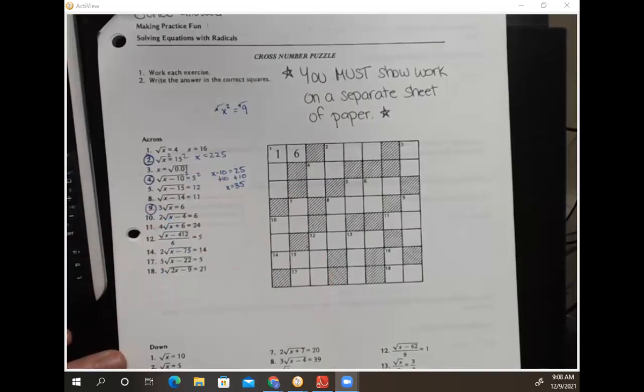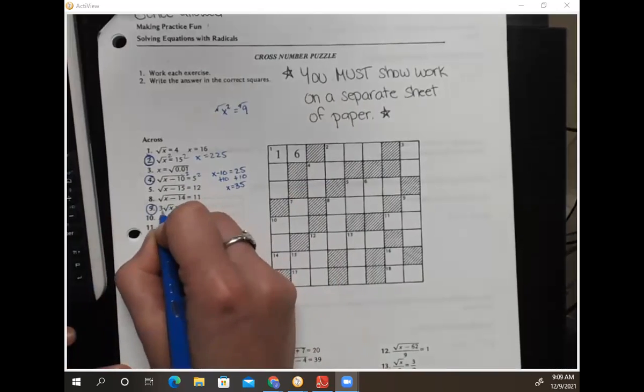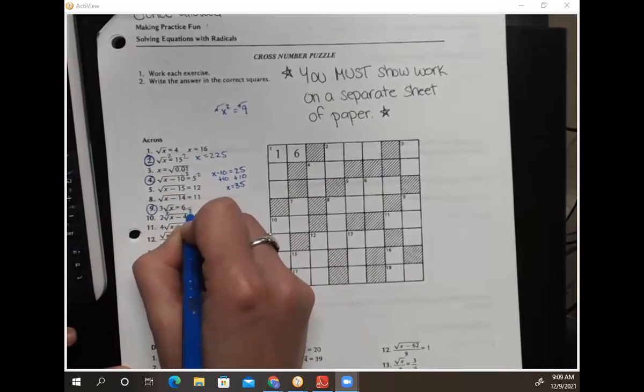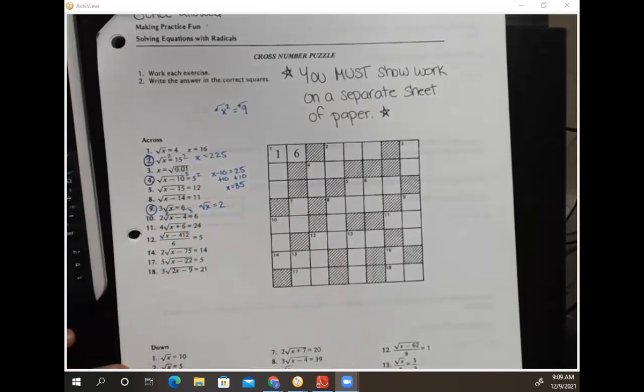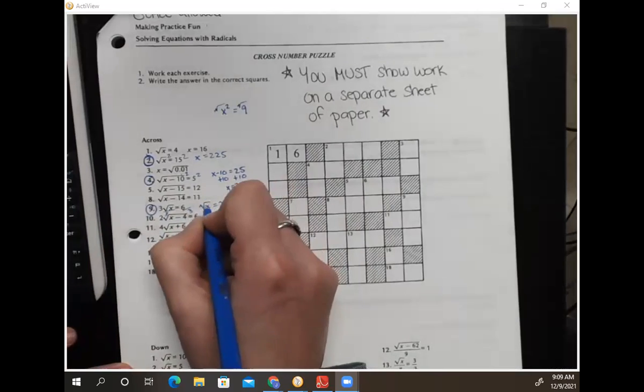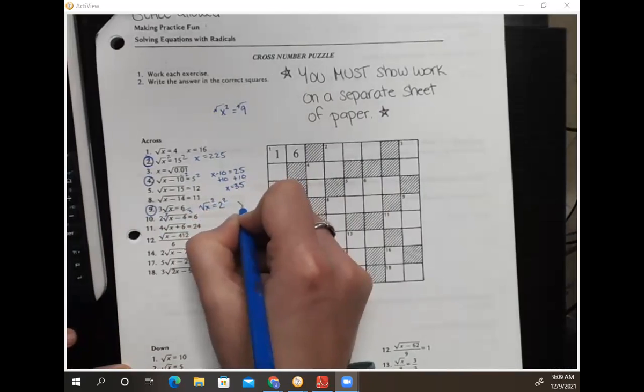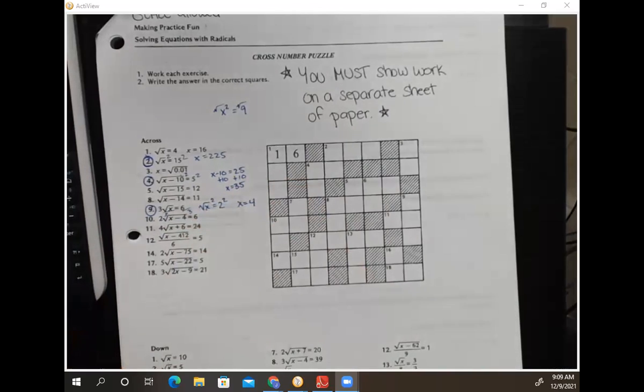How about number 9? I've got 3 times the square root of something equals 6. I want to get x by itself. What would be my first step to get x by itself? Divide by 3, right? I want to get the square root by itself, so divide by 3. I would get the square root of x equals 2. And then just like we did above, I want to get rid of the square root, so square both sides. And you would get x to be 4.